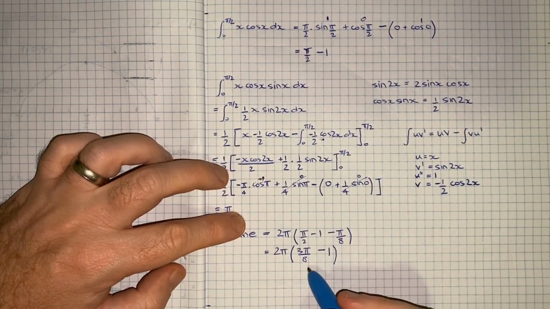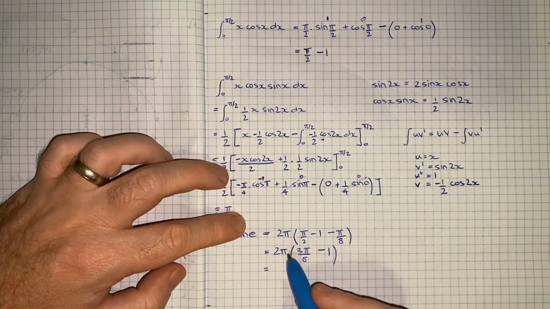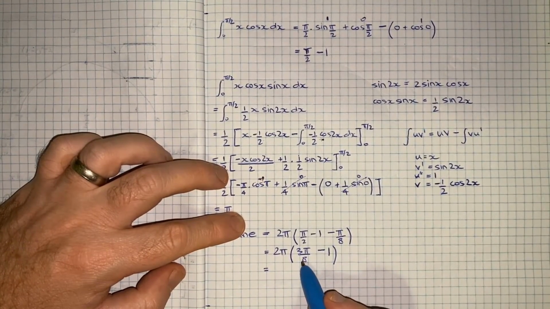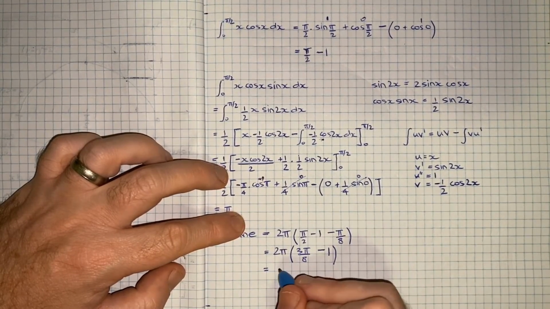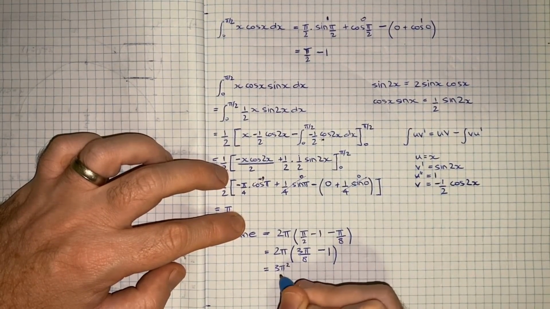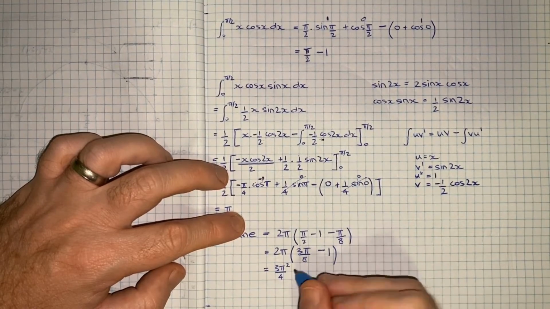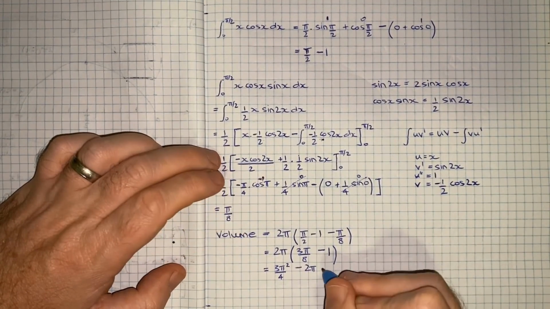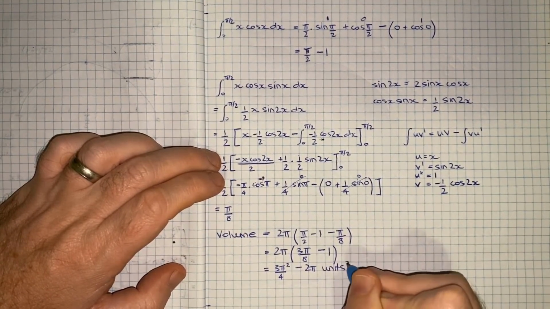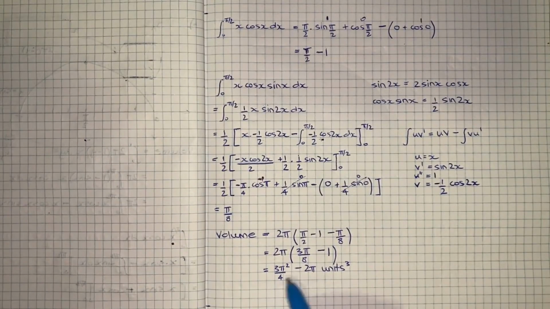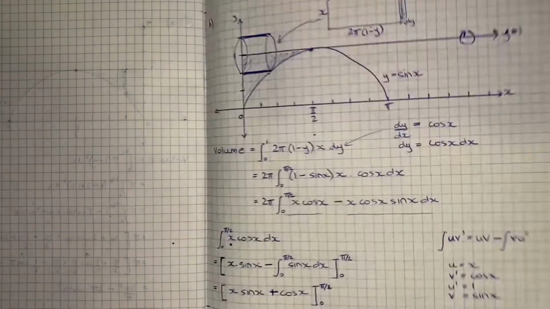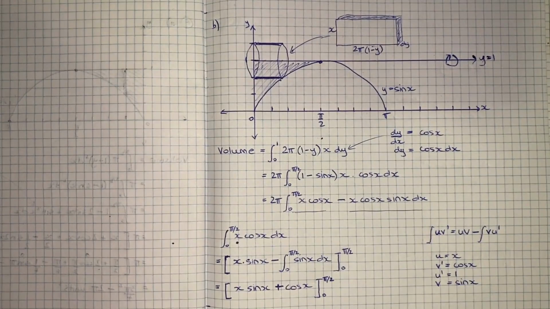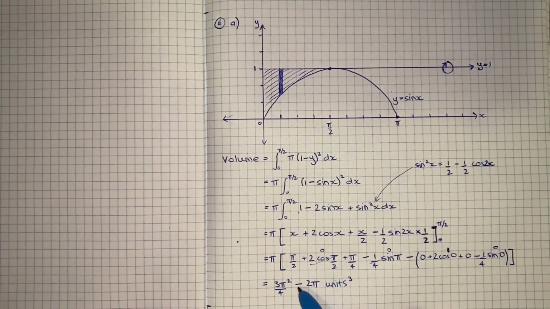And then effectively the 2 and the 8 will simplify to just be pi on 4 pi. So it's going to be 3 pi squared on 4 minus 2 pi units cubed. 3 pi squared on 4 minus 2 pi. And what did we get for part A? 3 pi squared on 4 minus 2 pi.